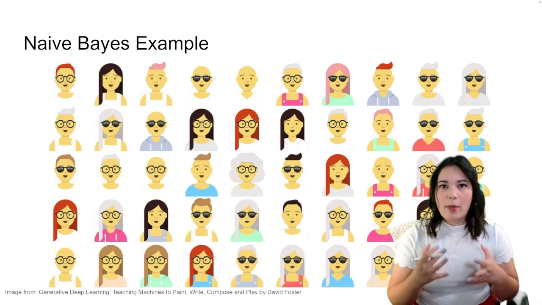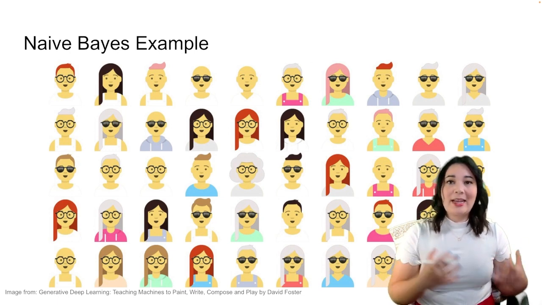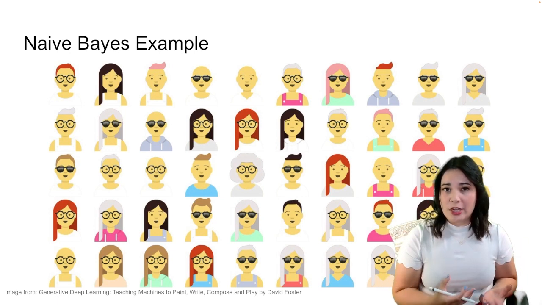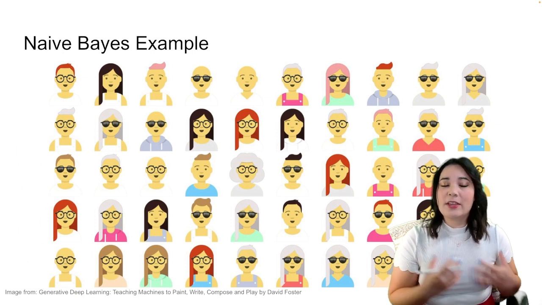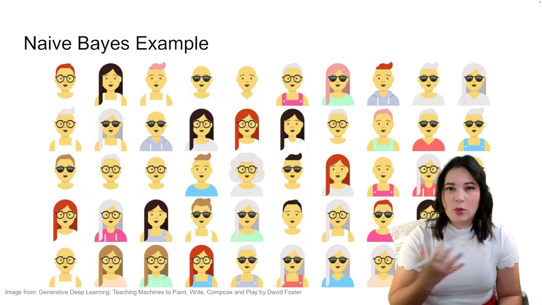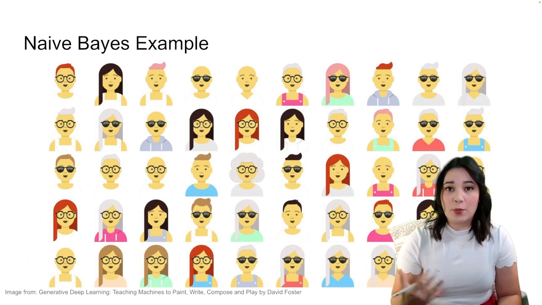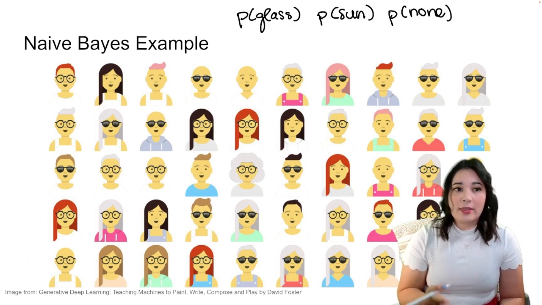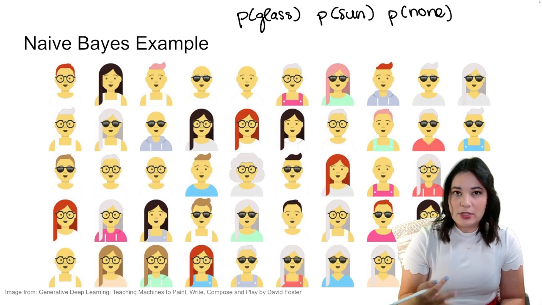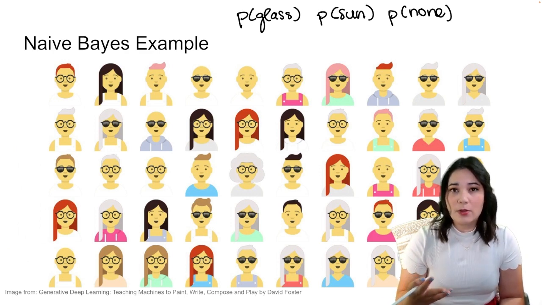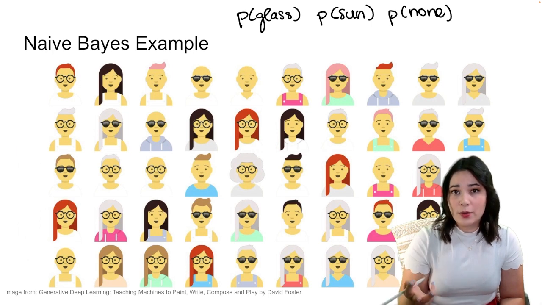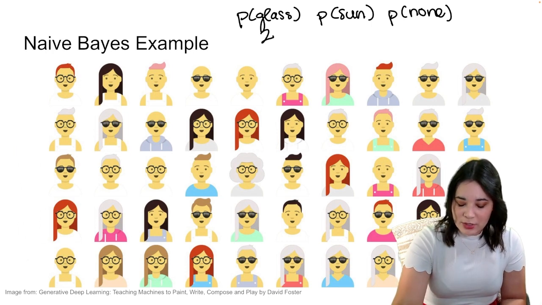Remember that the point of naive Bayes is technically to learn a distribution. We learn the probability of each of these different categories. Once we learn that distribution, we can then sample from it to create new emojis. For instance, we could look at the eyewear of the different emojis. We can learn the distribution of eyewear by just counting how many people are wearing glasses, sunglasses, or no glasses. For glasses, there are 22 people wearing glasses, 17 wearing sunglasses, and 11 wearing none.